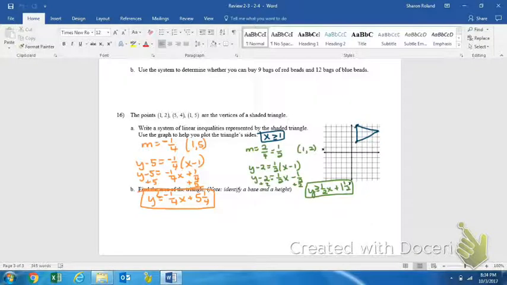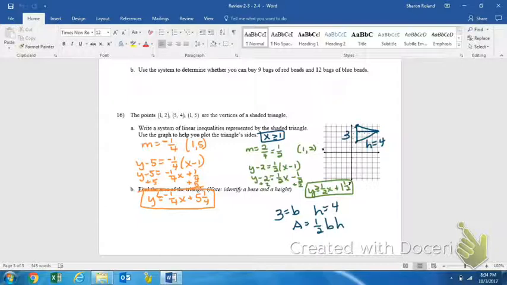The base is 1, 2, 3. So one side is 3, which is this one, and the height is measured right there. So it's 1, 2, 3, 4. Okay, so if you're going to find the area of the triangle, this is the base, and the height is 4. The area of a triangle is 1/2 the base times the height.